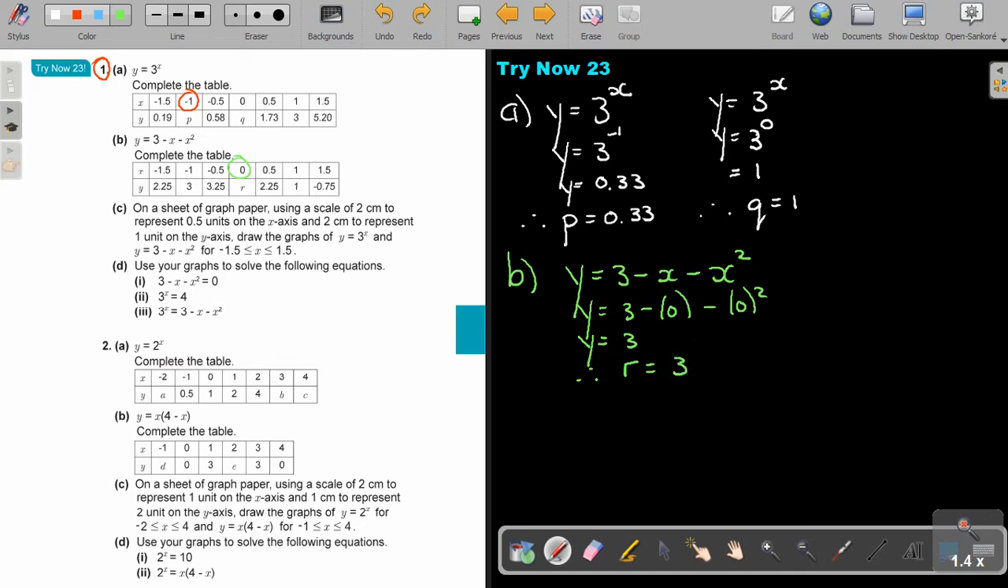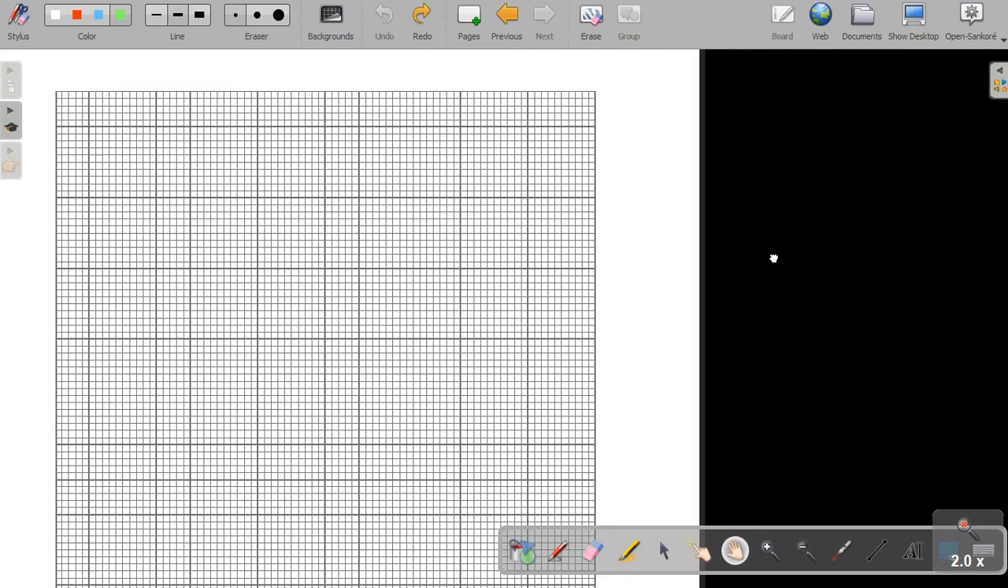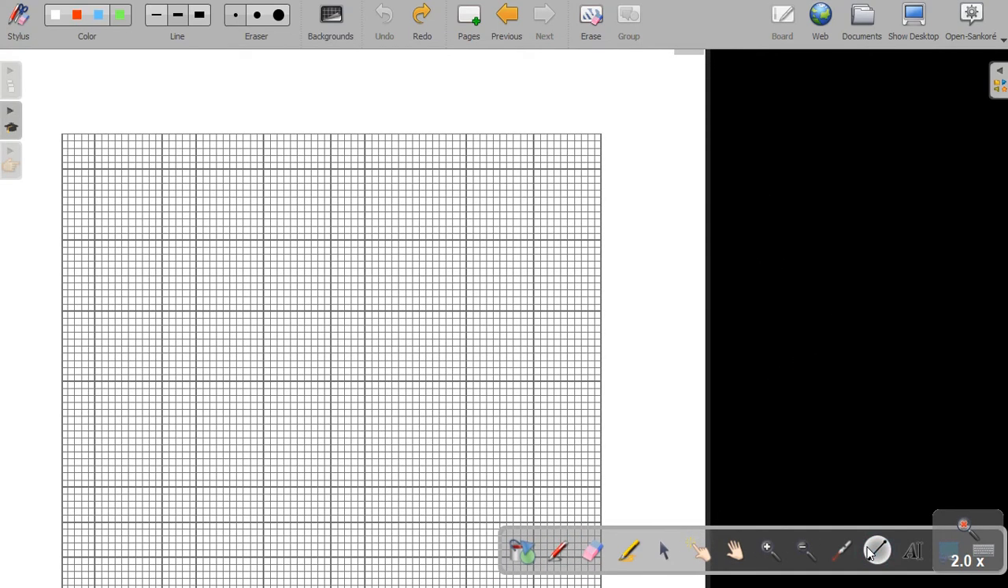Now, on a sheet of graph paper, using 2 centimeters to represent 1 on the x and 2 to represent 1 on the y, draw the graphs. In this case, I'm going to start with my tables first, before my graph paper. I think it worked nicely when I was writing the 2 here on top, so I'm going to do the same and just write the 1 here. I just want to take another color.